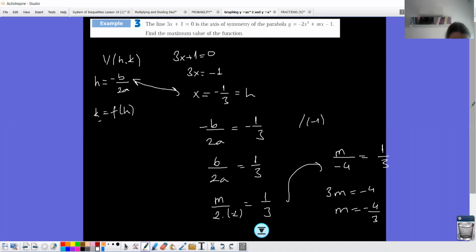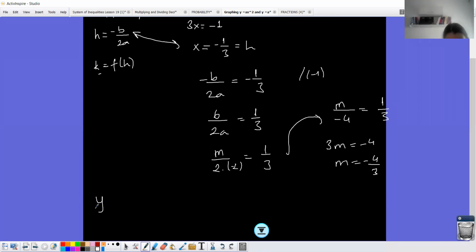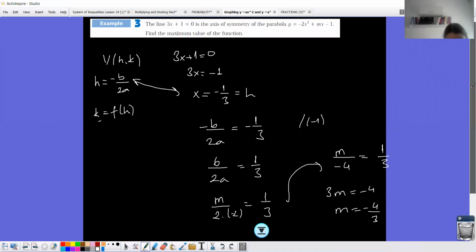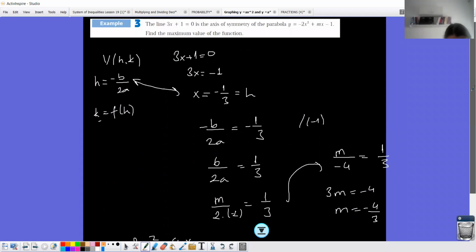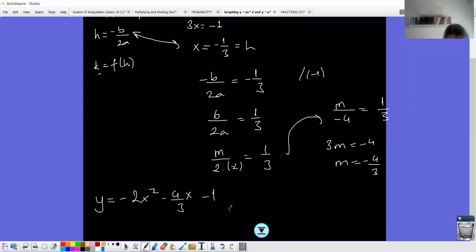To find k. Because I need to find k, but I need to write h instead of x in the function. But here I have x, and here I have m also unknown. So to find the real maximum value, I need to know the coefficients, yes? So this one will be minus 2x squared minus 4 over 3 x. And what was the last one? And minus 1. So this is my quadratic function that I need to use.